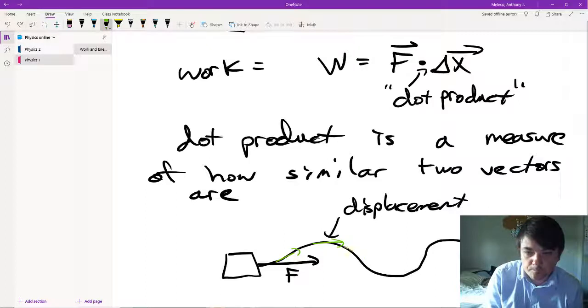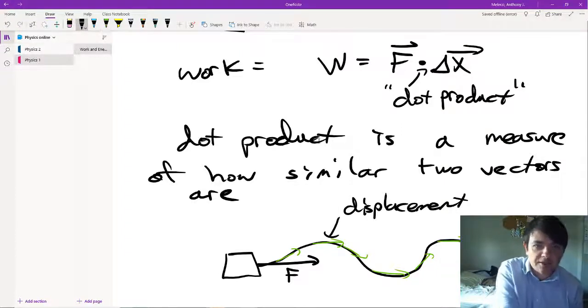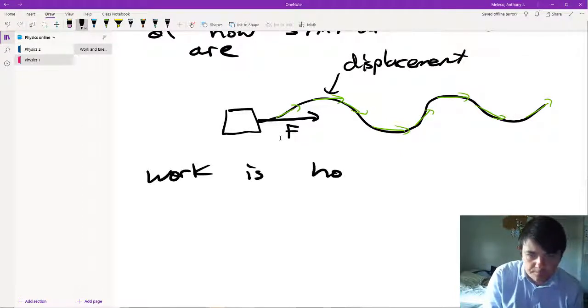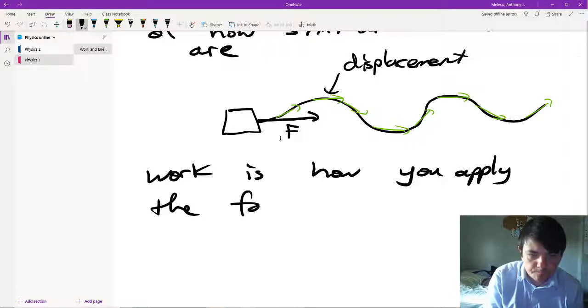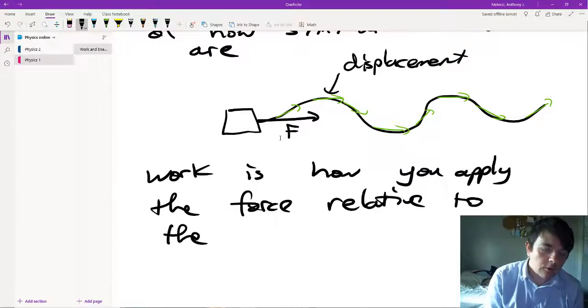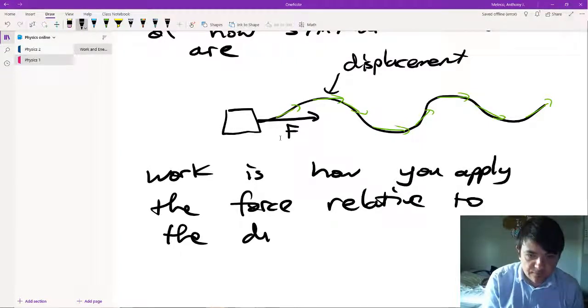And that's what work tells us. So it's not just that you applied the force. Work is how you apply the force relative to the displacement.